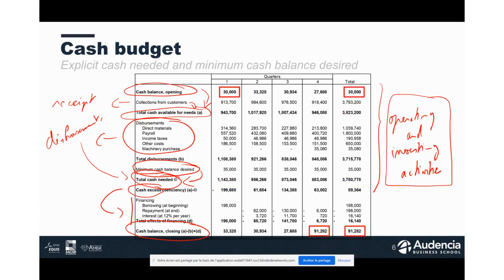So you can define the cash budget for each quarter, each month, as you want. And you can explain the change in cash between the opening cash at the beginning of the year and the ending cash at the end of the year with all the expected receipts, all the expected disbursements. So here normally it's a forecast.